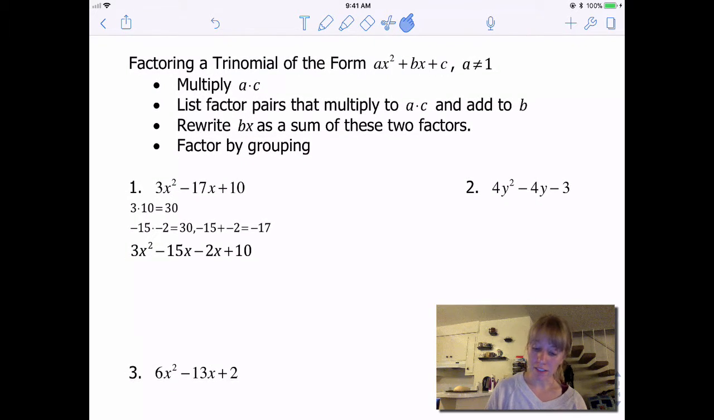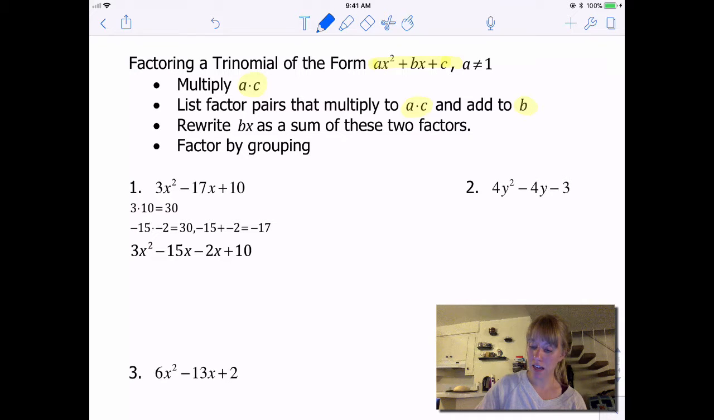So this is the kind of problem we'll be looking at when we have ax squared plus bx plus c when a is not equal to 1. So in other words, there's not just an x squared out front. There's always going to be a number out in front of it. So when that happens, the first thing we're going to do is multiply a times c. This is going to be called the AC method. So that means that first number and the last number, we're going to multiply them together. Then we're going to list the factor pairs that multiply to AC and add to B.